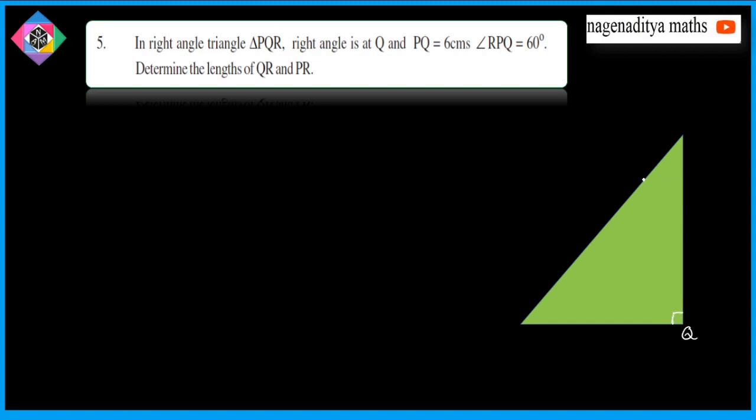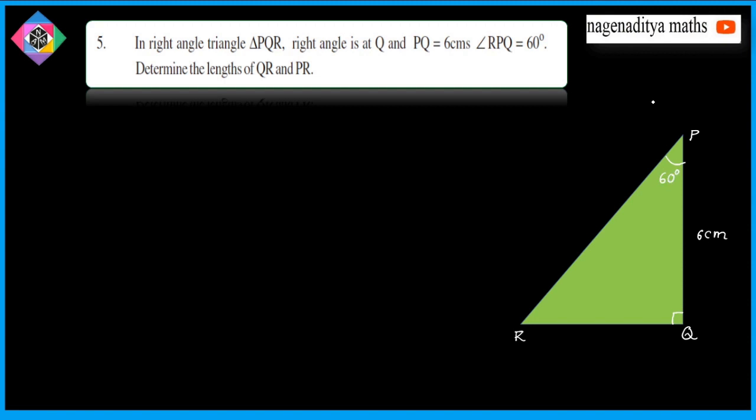So this is a right angle triangle PQR. So PQR is a right angle triangle. So in this right angle triangle, PQ is 6 centimeters. So this is 6 centimeters. Okay. Angle RPQ. So this angle is 60 degrees. So this is 60 degrees.